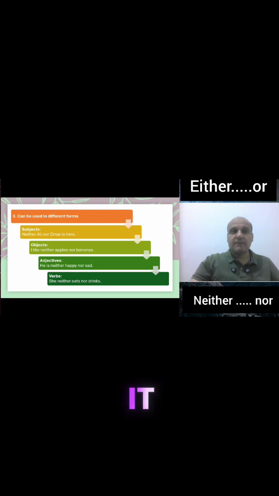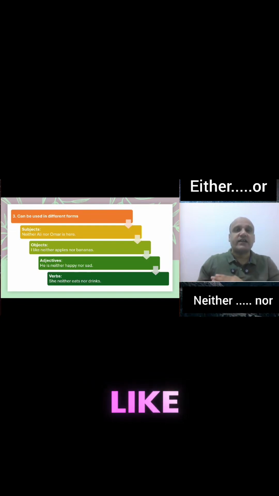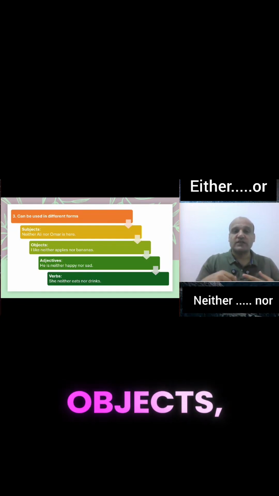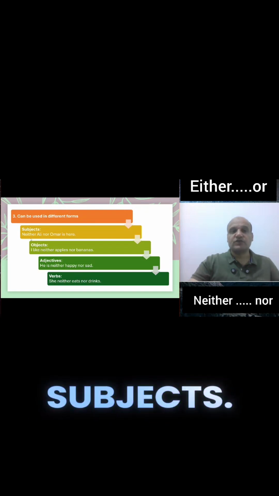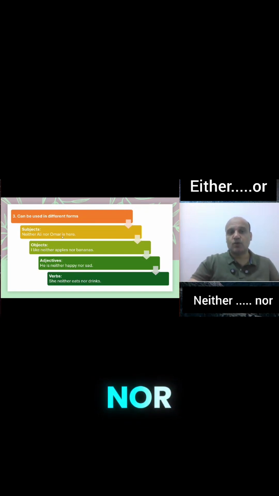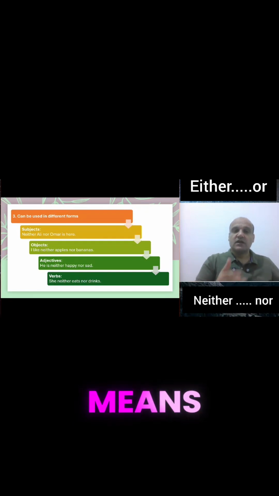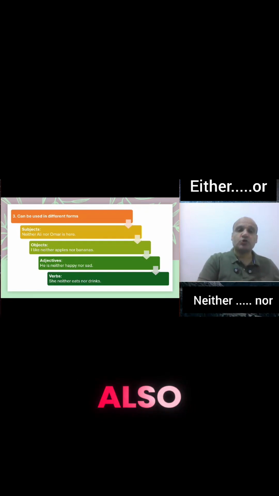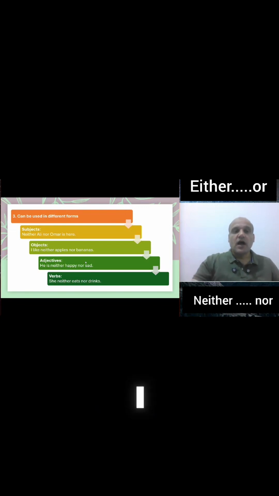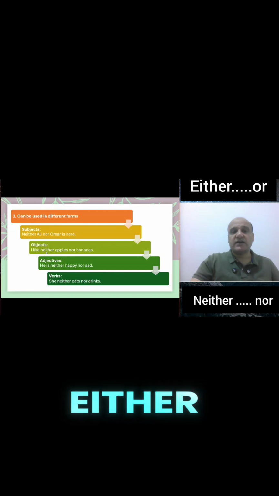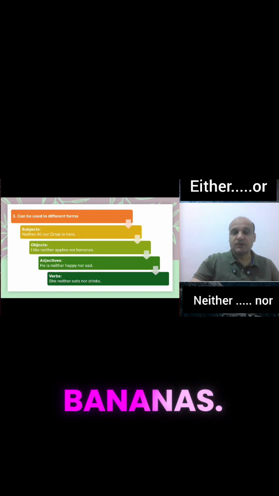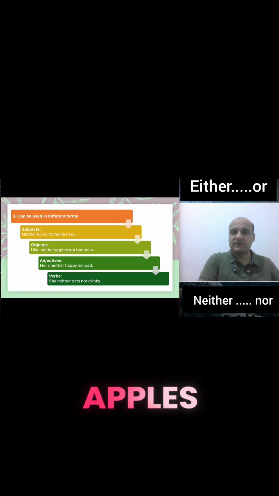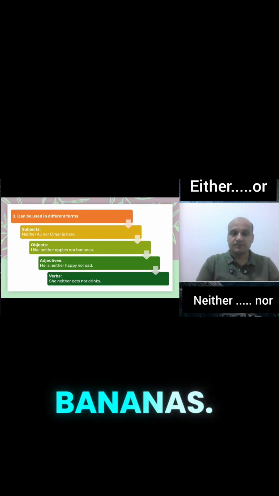Another rule, it can be used in different forms, exactly like either or. It can be used to join two subjects, two objects, two adjectives, and two verbs. Look at this example. Two subjects. Neither Ali nor Omar is here. That means Ali is not here and also Omar is not here. Two objects. I like neither apples nor bananas. There are two objects here, apples and bananas. That means I don't like apples and I don't like bananas.